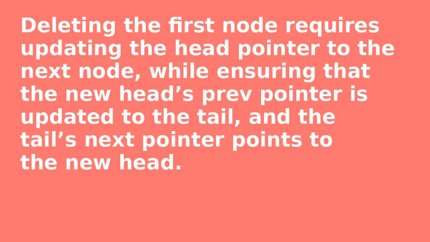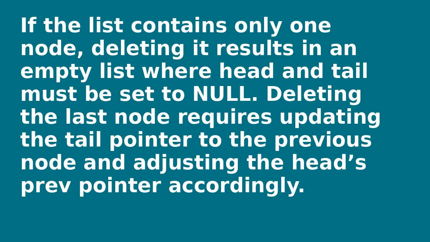Deleting the first node requires updating the head pointer to the next node, while ensuring that the new head's prev pointer is updated to the tail, and the tail's next pointer points to the new head. If the list contains only one node, deleting it results in an empty list where head and tail must be set to null. Deleting the last node requires updating the tail pointer to the previous node and adjusting the head's prev pointer accordingly.